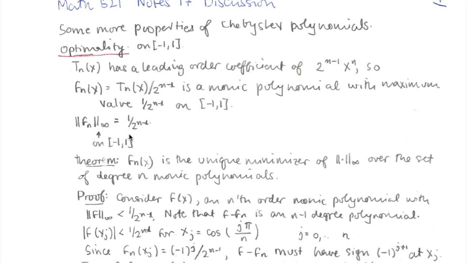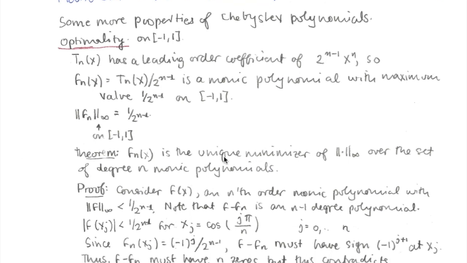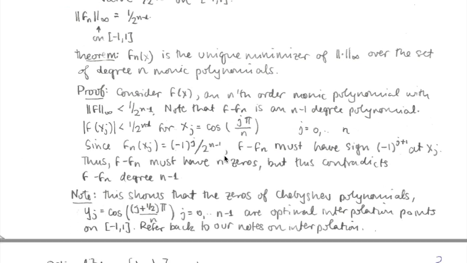And it's this property that Chebyshev polynomials optimize. If I'm looking for the unique minimizer of the maximum norm of a monic polynomial of degree n on the interval -1 to 1, it's this scaled Chebyshev polynomial that does it. Okay, and the proof goes by contradiction. Assume you have another one. This is another nth order monic polynomial that has a strictly smaller maximum norm on the interval -1 to 1.